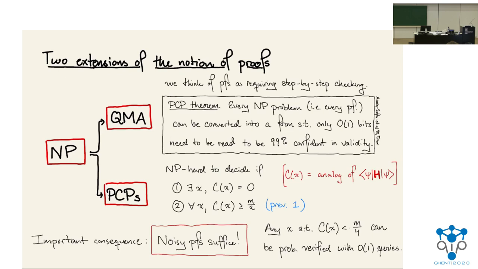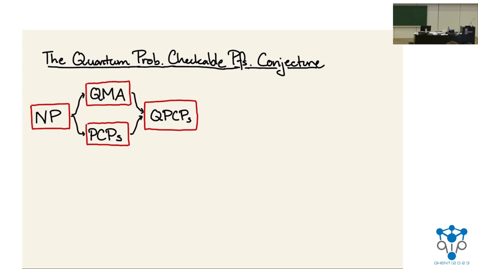So now with the PCP theorem, the set of proofs is much more expansive. Originally, the set of proofs that we thought of as reasonable were the X's that satisfied the entire constraint system. But now you could say, in fact, any X that satisfies 75% of the constraints, with CX less than M over 4, is also a valid proof. So the set of valid proofs has been amplified due to the PCP theorem. If we were to combine the notions of QMA and PCP, we would get a conjectured set of mathematical objects called quantum PCPs.